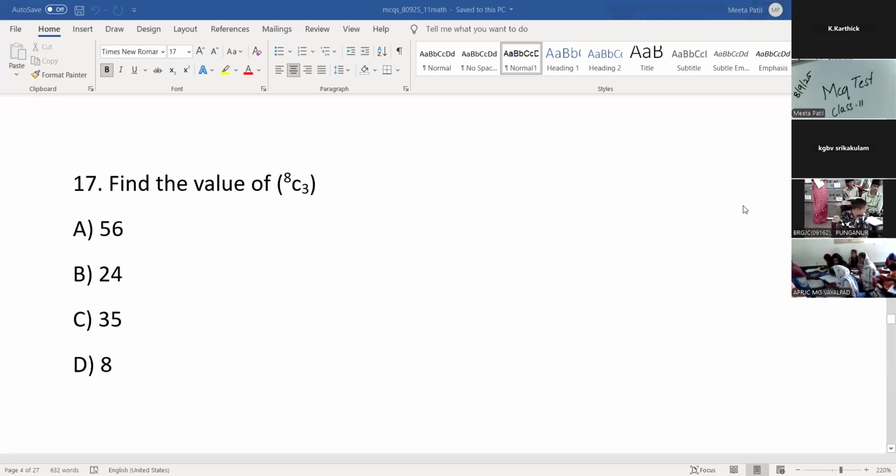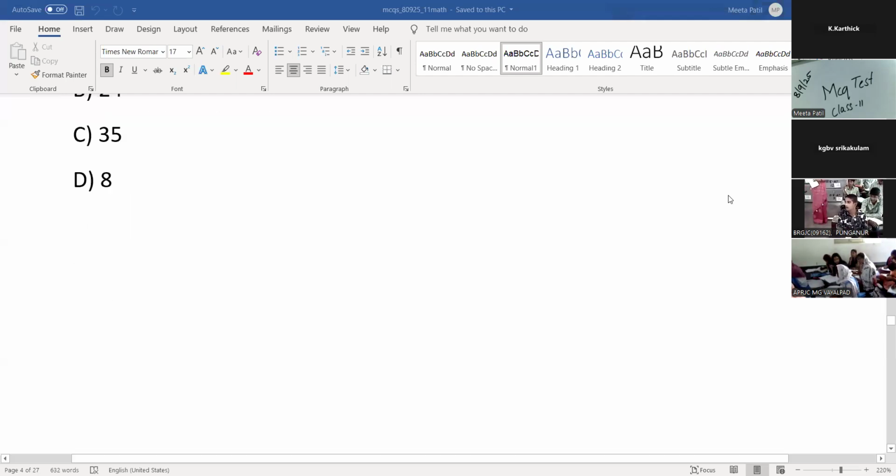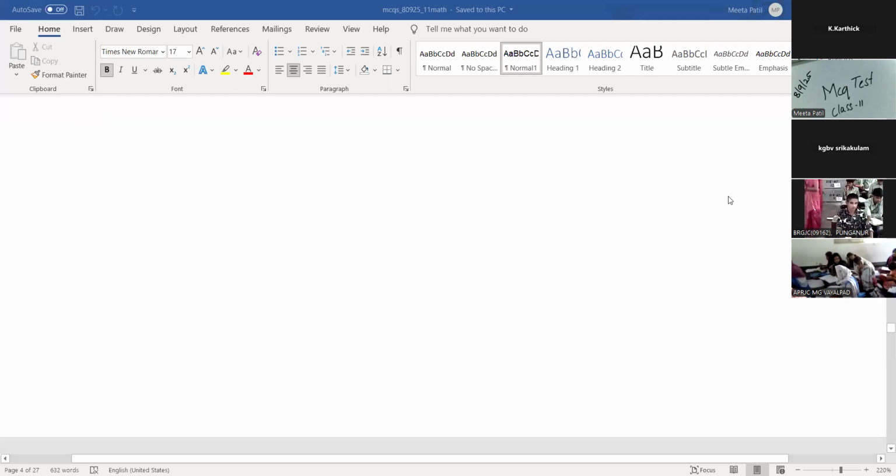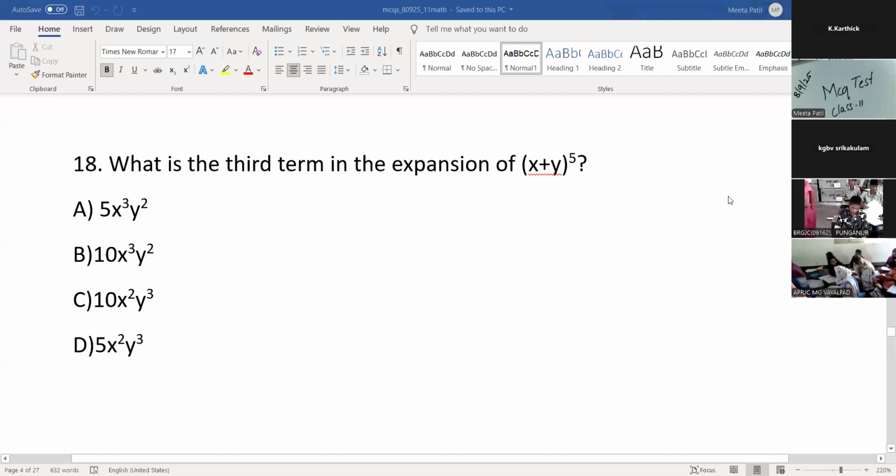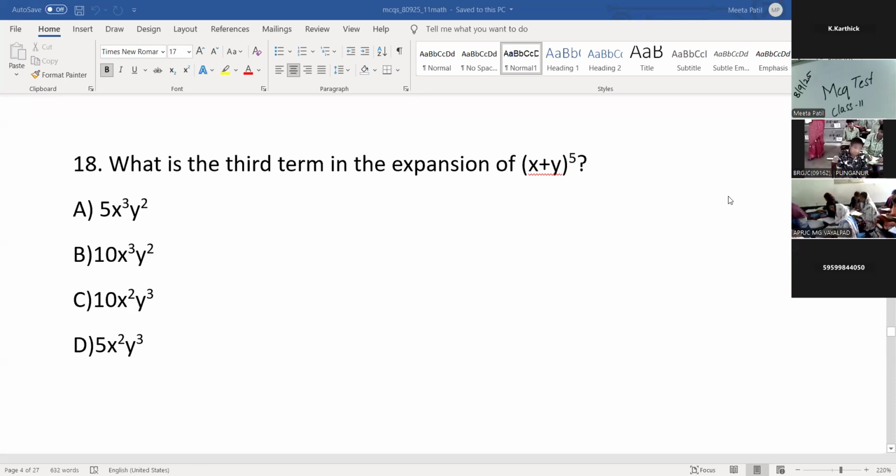Okay, students. So we are moving to the next question. Here you have the 18th question. What is the third term in the expansion of (x + y)^5? The options are: A, 5x³y²; B, 10x³y²; C, 10x²y³; and D, 5x²y³.